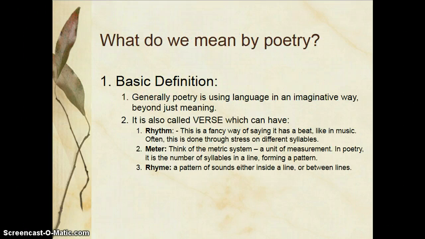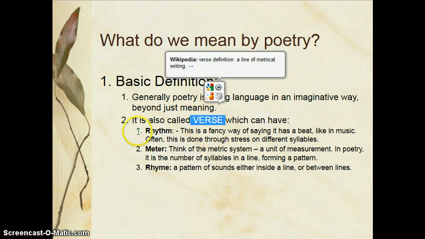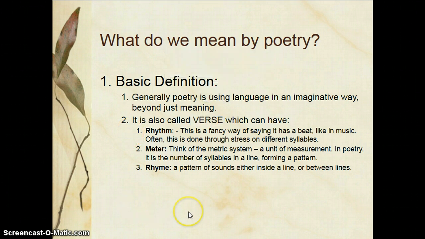So let's start with the definition of poetry. All right. Basic definition is you're using language in some sort of imaginative way beyond just meaning. Right? It is also called verse. And verse can have a few features to it. All right, the first of those features is rhythm. It has a beat, like in music. All right, that's on different syllables, and we'll hear what that sounds like in a couple minutes here.